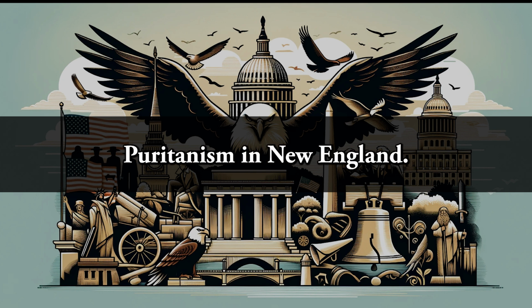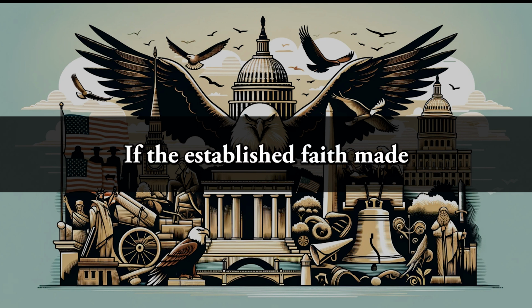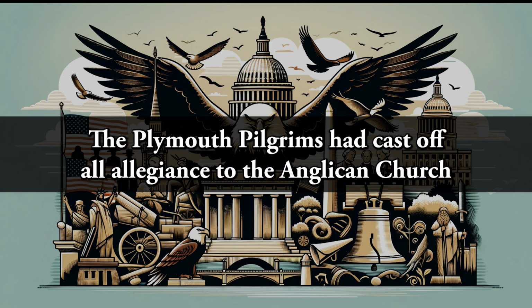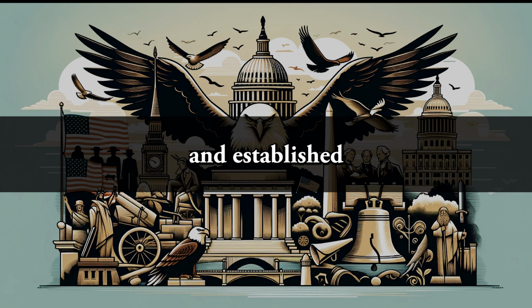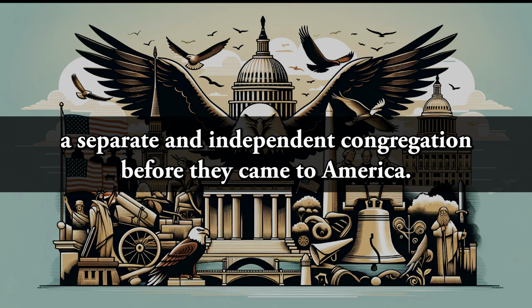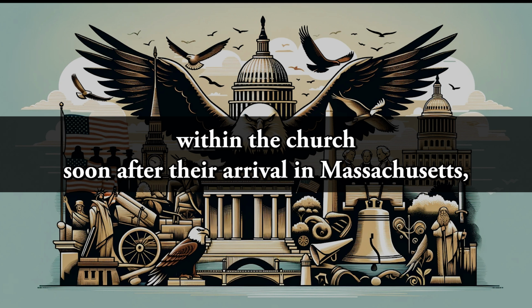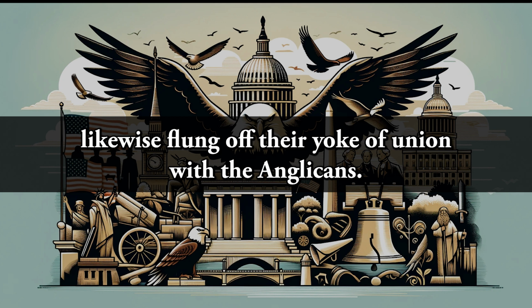Puritanism in New England. If the established faith made for imperial unity, the same could not be said of Puritanism. The Plymouth Pilgrims had cast off all allegiance to the Anglican Church and established a separate and independent congregation before they came to America. The Puritans, essaying at the first task of reformers within the Church, soon after their arrival in Massachusetts likewise flung off their yoke of union with the Anglicans.